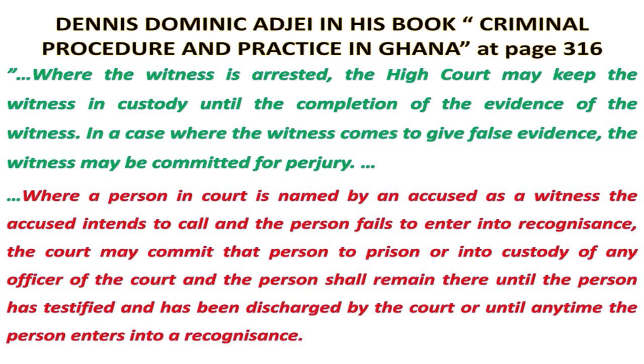Learned author continues on that same page. When a person in court is named by an accused as a witness the accused intends to call, and the person fails to enter into recognizance, the court may commit that person to prison or into custody of any officer of the court, and the person shall remain there until the person has testified and has been discharged by the court, or until any time the person enters into a recognizance.